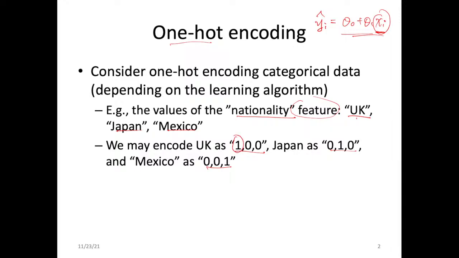So the first feature means UK or not. If someone is from UK, of course UK is 1. Then the second feature is Japan or not. The third feature is Mexico or not. So if someone is from UK, then UK is 1, the other 2 are 0. If someone is from Japan, this one is 1 and the other 2 are 0, and so on. So it's converting one single categorical feature into 3 binary features.